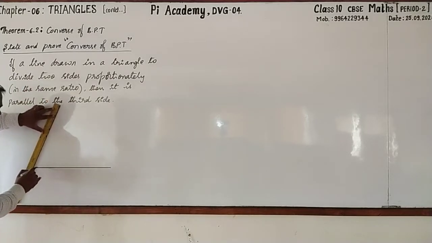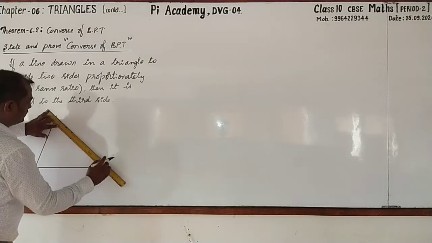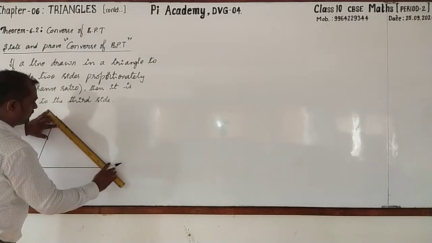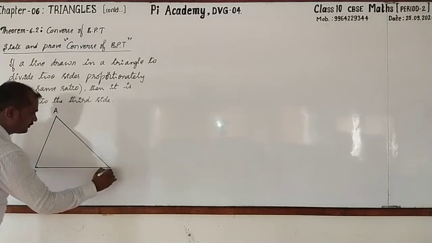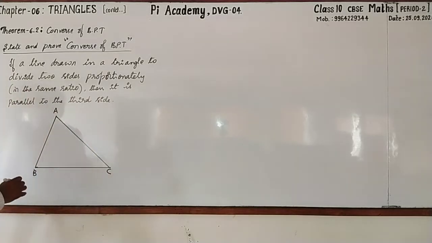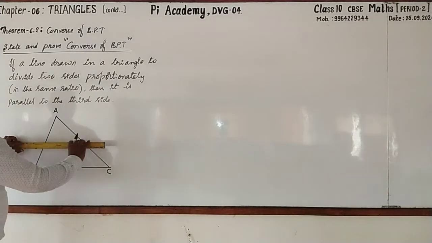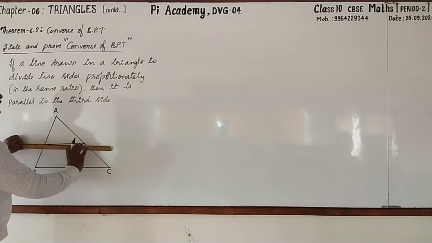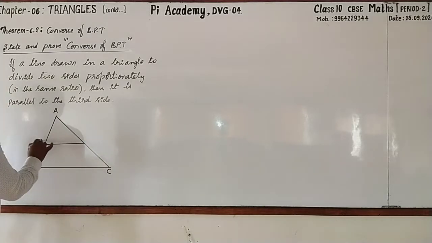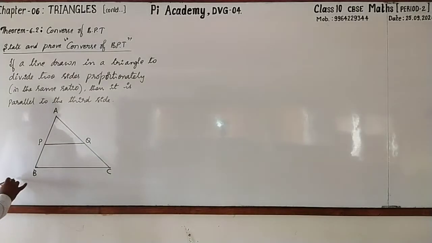Draw any triangle and name it ABC. Right, this is triangle ABC. Have you written? Then let us draw the line. We do not know whether it is parallel or not; we are going to prove it as parallel. Call this line PQ. Next, write the data.